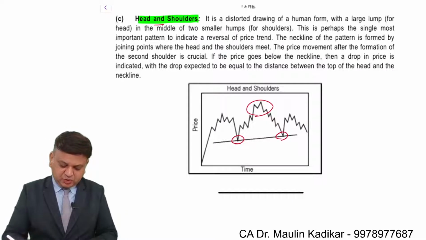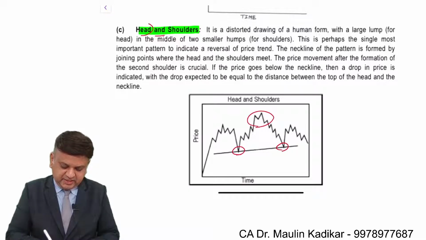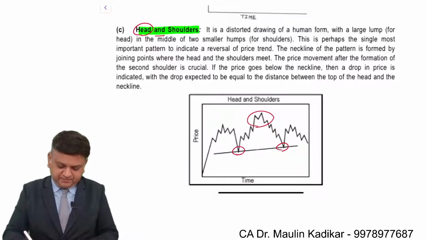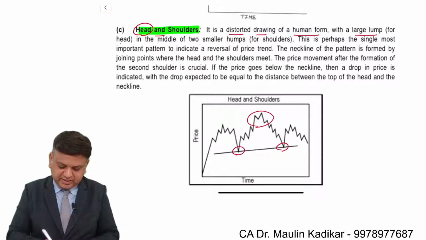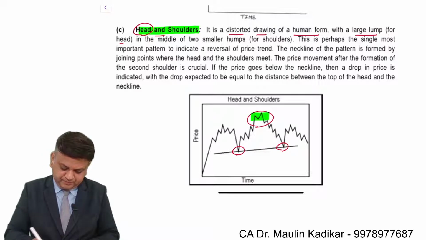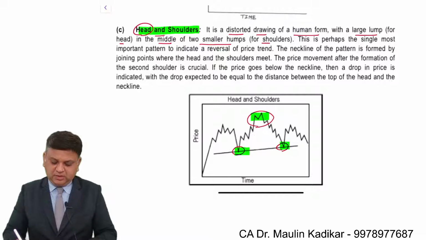Next is head and shoulders. With that, we will see a kind of diagram. It is a distorted drawing of a human form with a large lump for the head. So this is indicating the head. In the middle of the two smaller humps for shoulders.